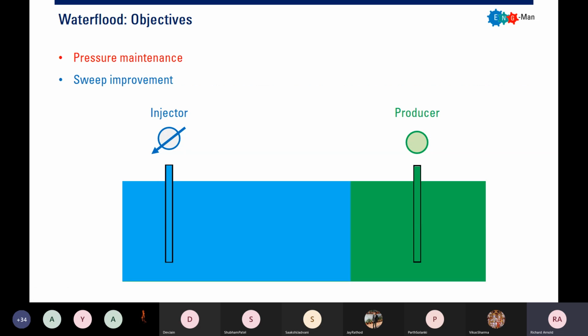And the main objectives are at least these two factors: to provide pressure maintenance, to increase our reservoir pressure and to keep our reservoir pressure, and also to improve the sweep. And these two things will result in, of course, oil recovery enhancement. All right, so there are a lot of things that waterflood can do to our operation, but the most important things are pressure maintenance, also sweep improvement to obtain oil recovery that is enhanced.